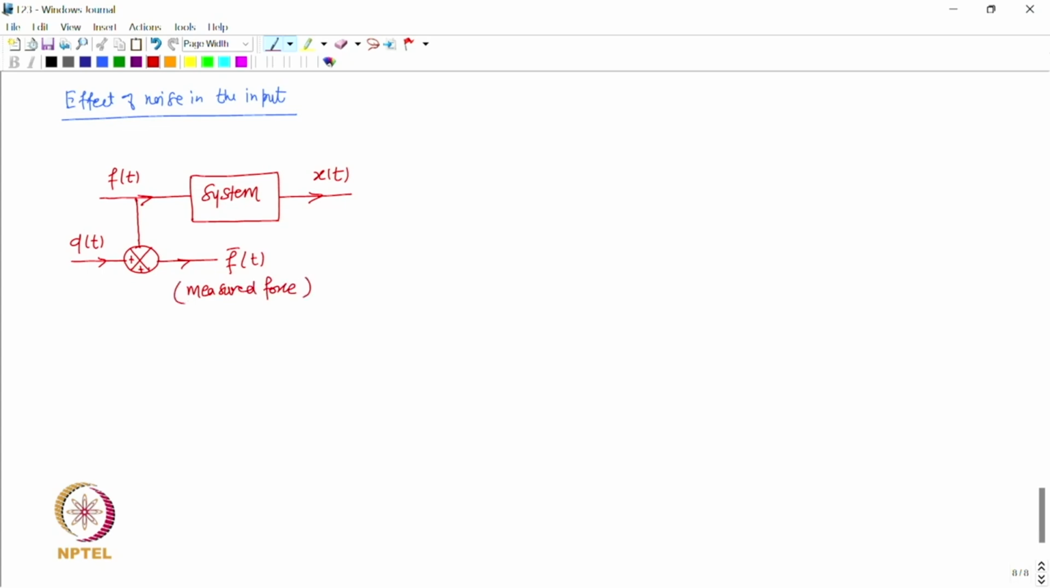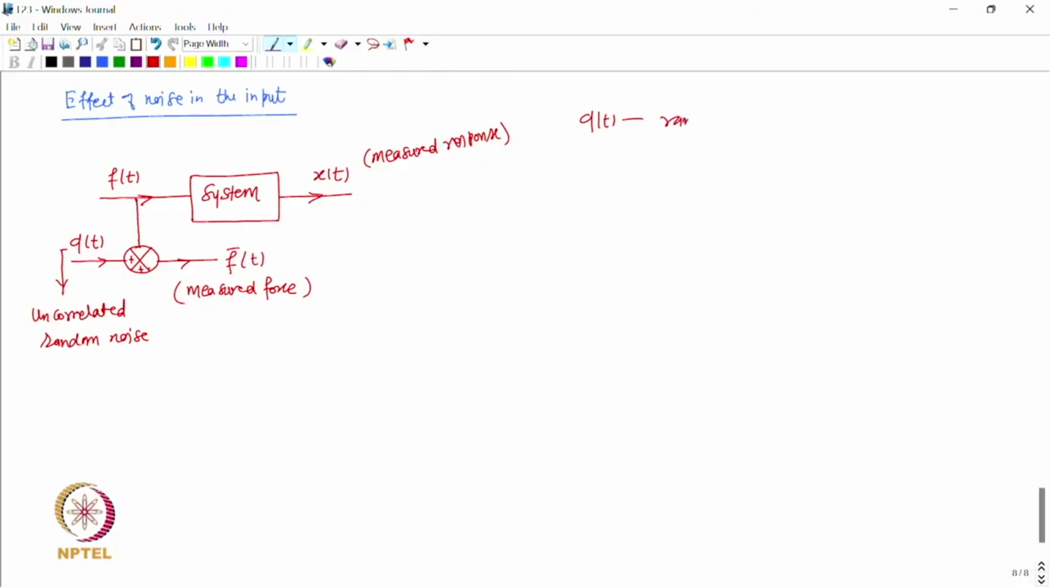Okay, and q of t is uncorrelated random noise in the measured force, and x of t is the measured response. So, the measured response does not have any noise, however, the measured force has some uncorrelated random noise, right. q of t can be due to some random noise in the force signal, which may be because of some noise in the instrument or some random noise that is generally present in the measured signals, right.